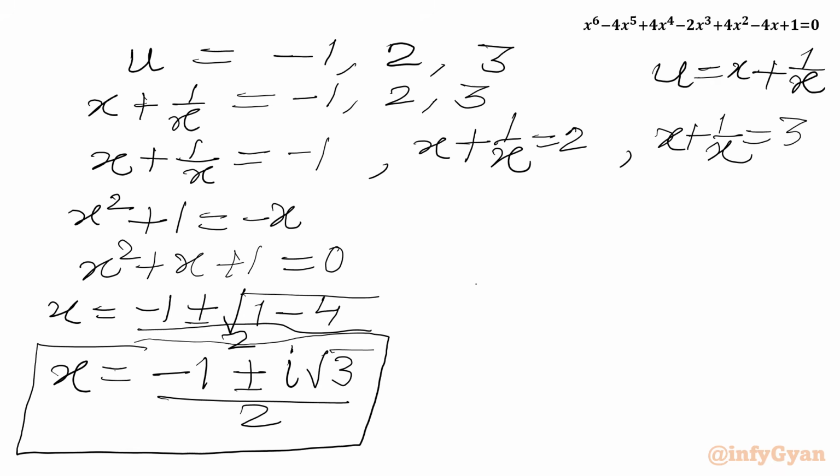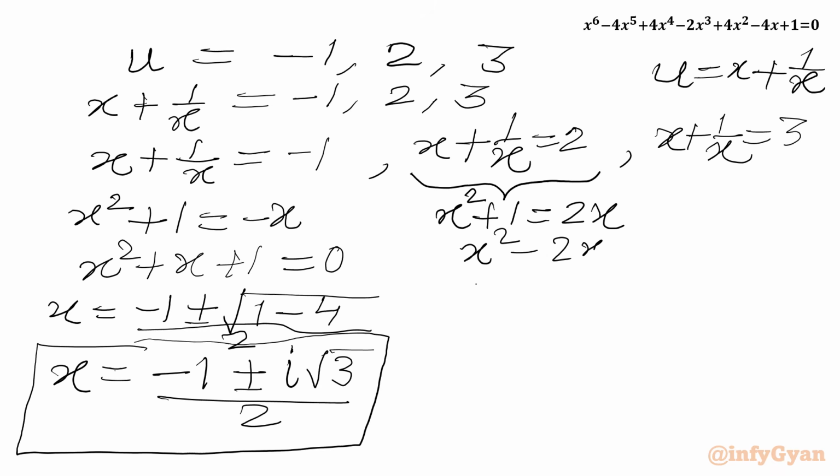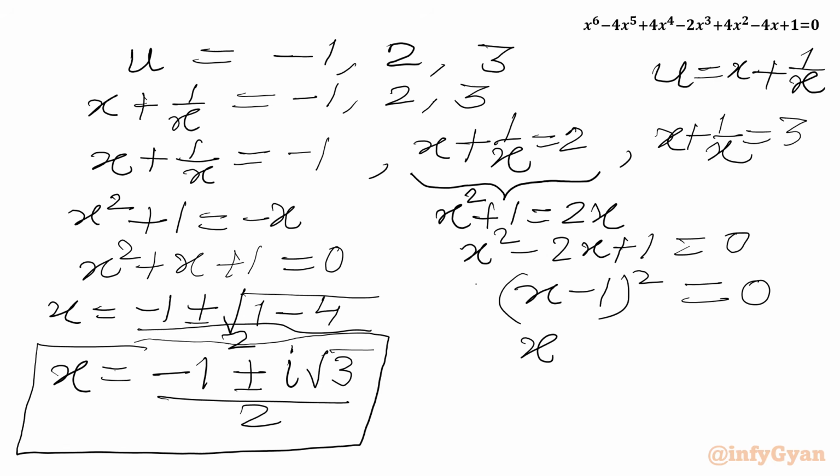Now we will take up second equation, x plus 1 over x equal to 2. Multiply both sides by x. We will get x square plus 1 equal to 2x. Now we will write all the terms to one side. X square minus 2x plus 1 equal to 0. And this is x minus 1 whole square. So we are going to get two roots here, 1 and 1, or 1 with multiplicity 2. So far we have 4 roots, out of which 2 are real and 2 are complex.